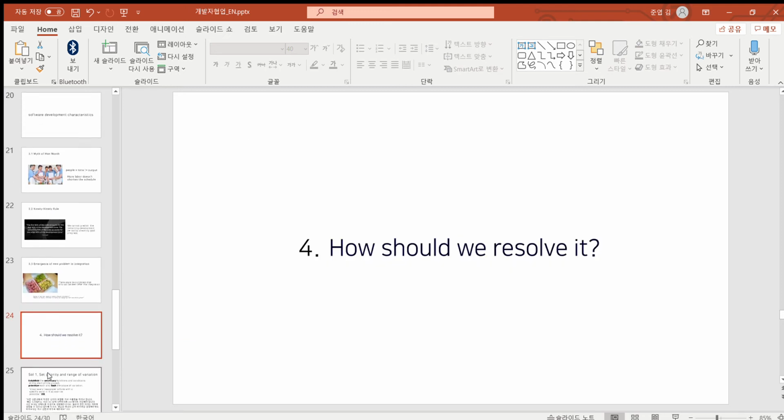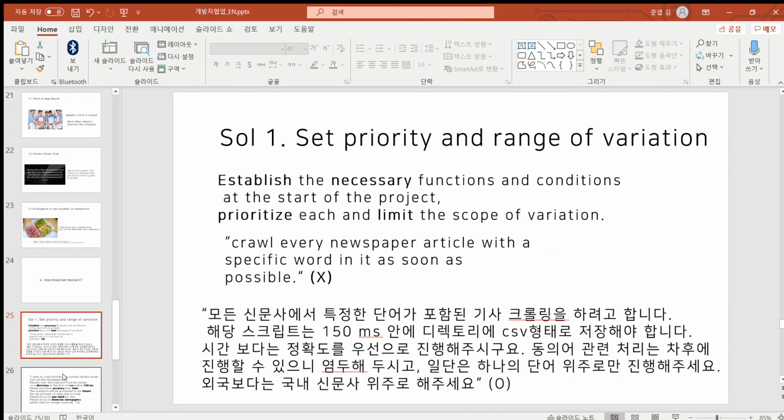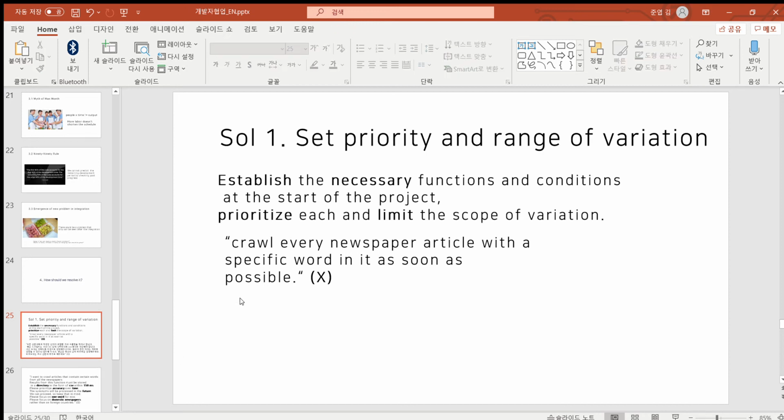So how should we resolve this problem? The number one solution will be setting a priority and setting the range of variation. So establish the necessary functions and conditions at the start of the project. Prioritize each and limit the scope of variation.